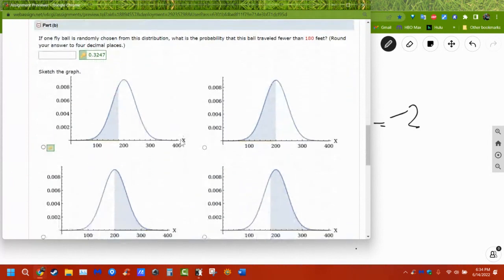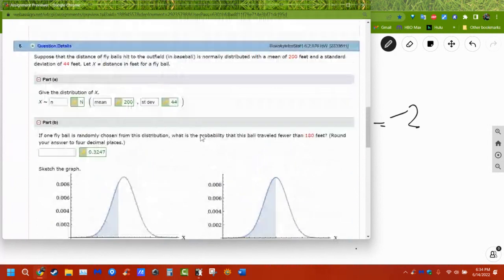And then they want to know, well, first off, which graph fits this? So we have a mean of 200 feet, standard deviation of 44 feet, and we want to know the probability the ball traveled less than 180 feet. Now, we don't deal with less than or equal to anymore, or greater than or equal to, or at most or at least, because less than 180 and at most 180 are the same thing.